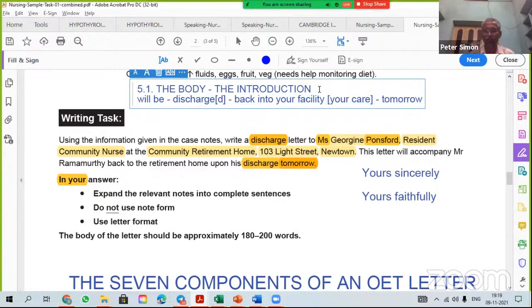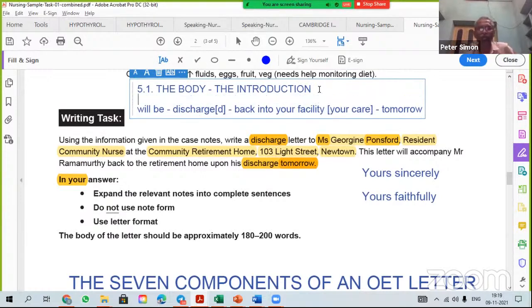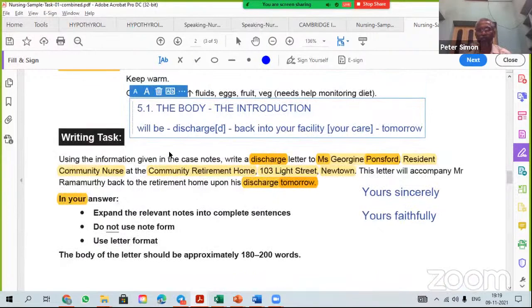The next one, what more will come? So we have got this from here. Discharge tomorrow to the retirement home. Okay, to the retirement home. So he is telling you, but you are telling at the community center. Okay, right. Now this we will take forward.